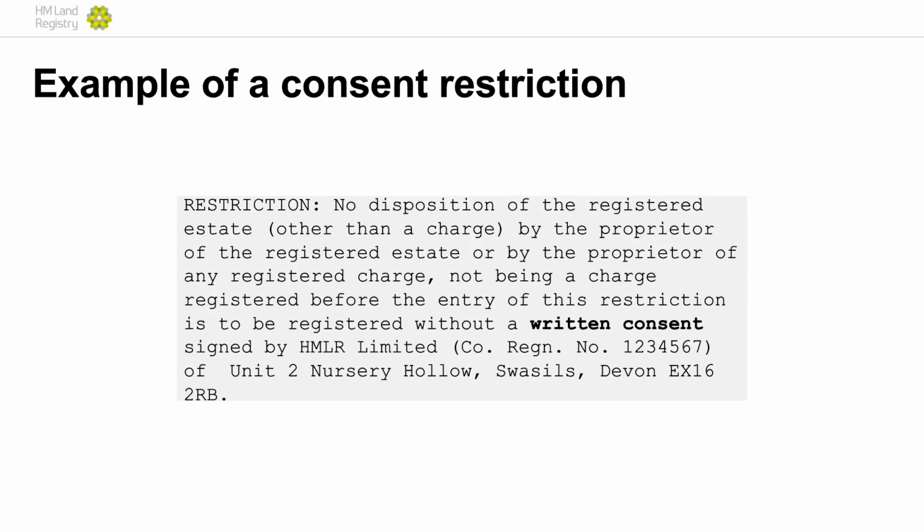Also, here is an example of a standard consent restriction that may appear in the register. In this restriction, a written consent by HMLR Limited is required before the application to register a transfer or any other disposition apart from a charge can be made.